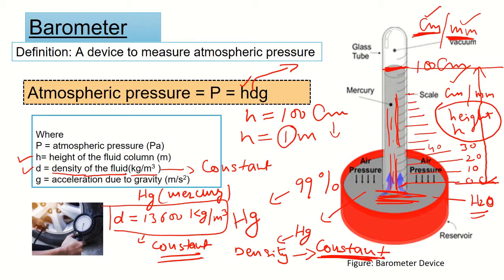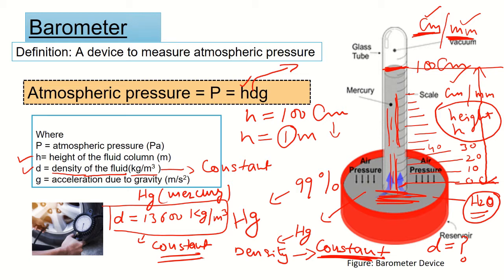If any other liquid is used, then you have to use its density. If water is used, you have to use the density of the water, and because this is also constant, the value of the density of the water will be given in the question. No need to memorize this thing.